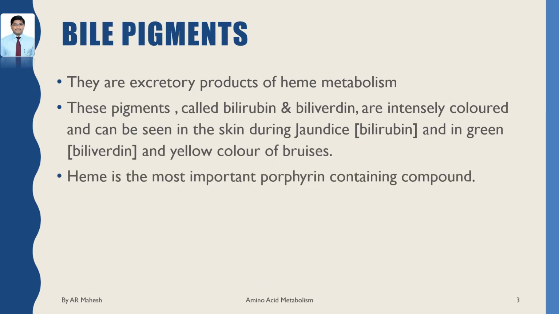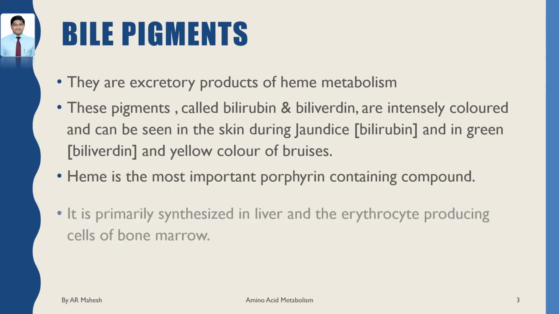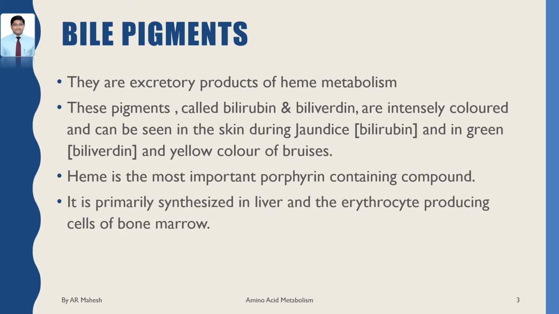Heme is the most important porphyrin containing compound. Towards the end of this presentation, I'll be discussing what this porphyrin means. Heme is primarily synthesized in the liver and the erythrocyte producing cells of bone marrow. Succinyl coenzyme A with glycine forms delta aminolevulinate, which in turn forms heme. We'll be discussing the heme production in the further slides.